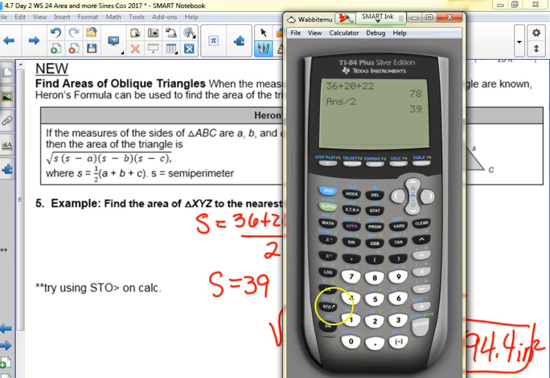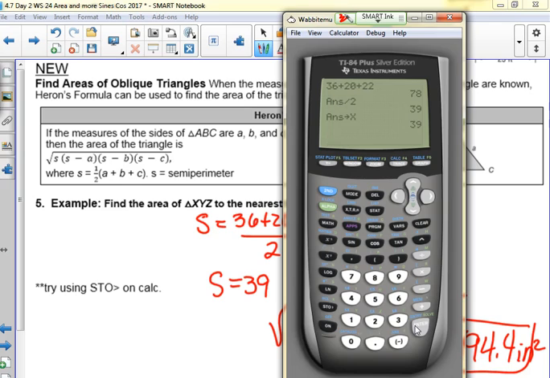And then I'm going to store that right down here. Do you see this button that says store? I'm going to store it into X, because that's the easiest button to find. You could store it into S for semi-perimeter, but then you'd have to use alpha to find S. I'm going to store it into X, enter. It's going to say 39.